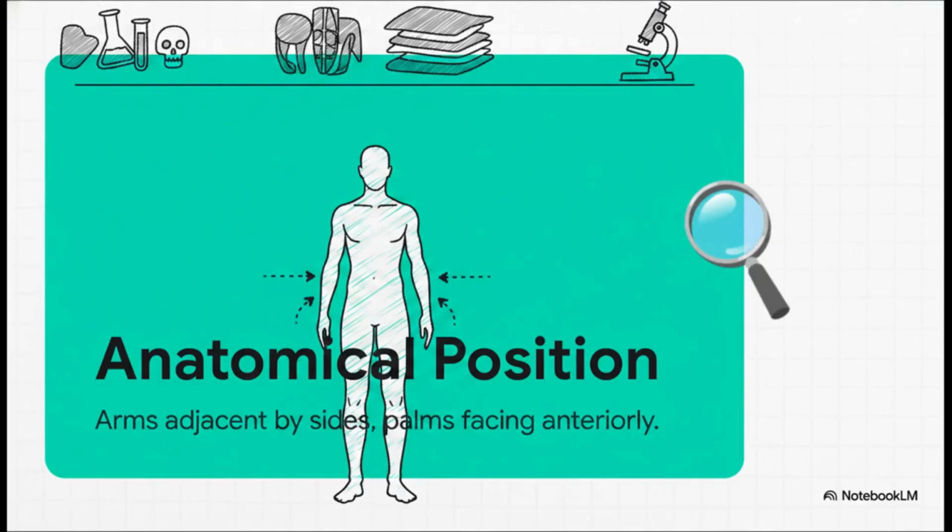All right, to kick things off, we really need to define what we're actually doing here. Anatomy is, at its core, the scientific study of the structure of the human body and how all those parts relate to one another. But to study those relationships accurately, we have to assume our patient is in what we call the standard anatomical position. Picture a person standing straight up, but crucially, their arms are resting right down by their sides with their palms facing anteriorly. That means the palms are facing directly forward. It doesn't matter if your patient is lying in a hospital bed or sitting in a chair. Whenever we use anatomical terms, we are mentally referencing this exact specific standing posture.